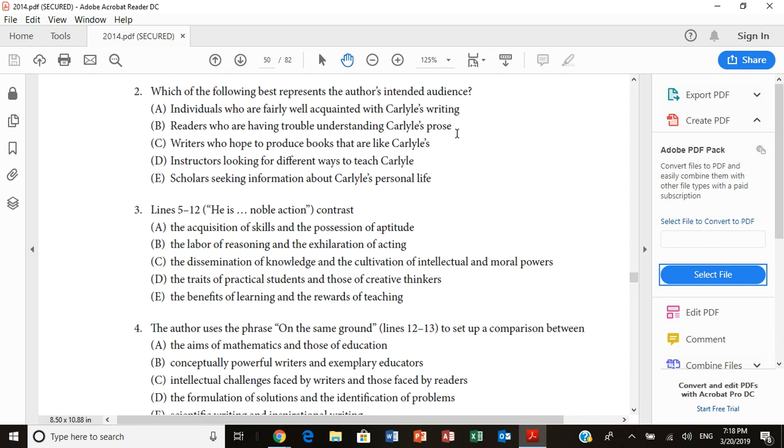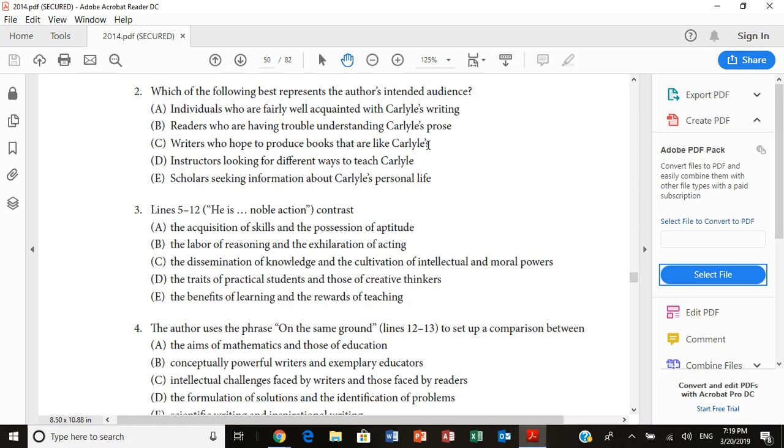This is not breaking down the main ideas. This is not providing an outline of the main ideas. Individuals who are fairly well acquainted with Carlyle's writing. Well, we're not acquainted with Carlyle's writing, but what evidence is there that this is the intended audience? Remember I said I didn't know those books that were being referenced? Yeah, but the author must have thought that the audience she was writing for would know that. So the best answer here is A.